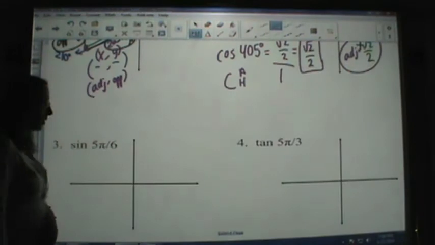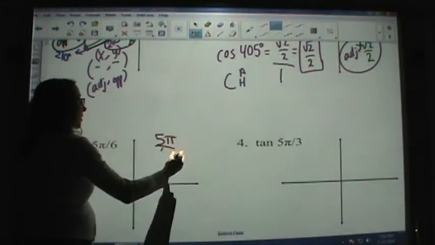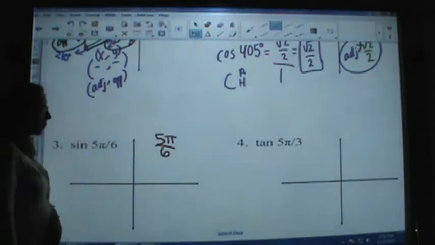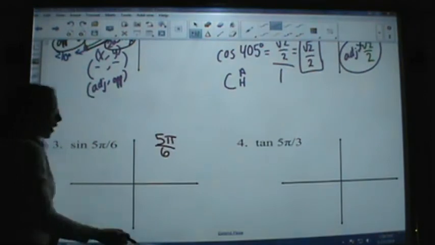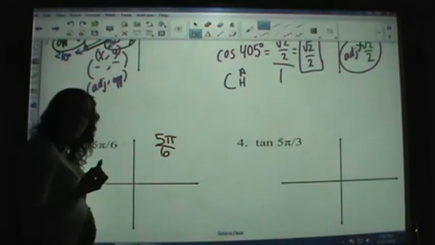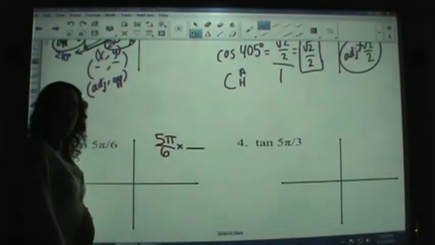I'm still at school. So, 5 pi over 6 is a radian measure. It's almost 6 over 6, so it's almost 1 whole pi, but it isn't quite. So I have to use a tool from section 13.2 to convert this into degrees so that it's manageable for the rest of the problem.